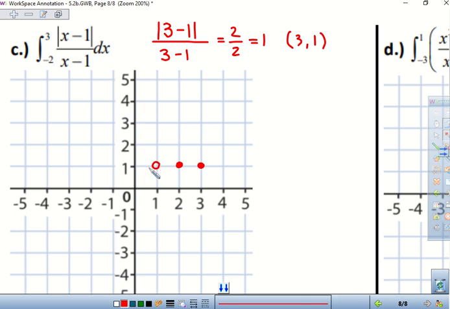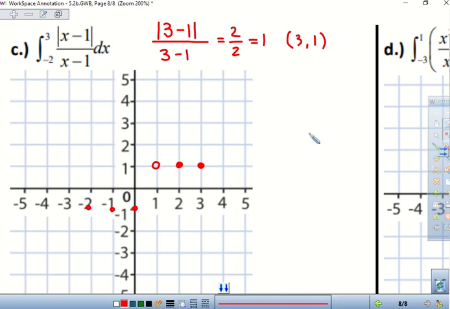Now here's the trickiest part. If I plug in 0, I end up with -1, absolute value of -1, which is 1. 1 over -1, right? Which is -1. All the next ones I plug in from here are also going to be -1 because I'm plugging in a negative number. And -2 would also give me a -1.